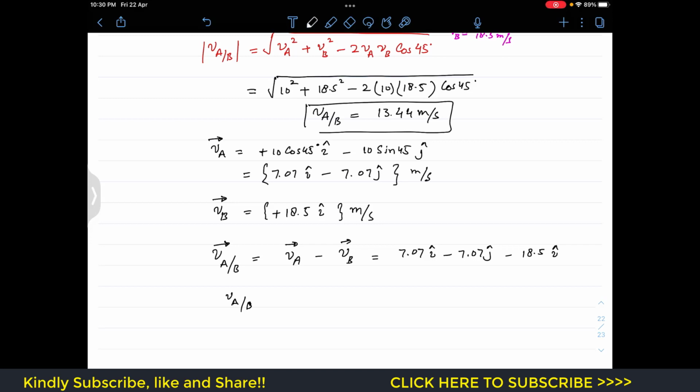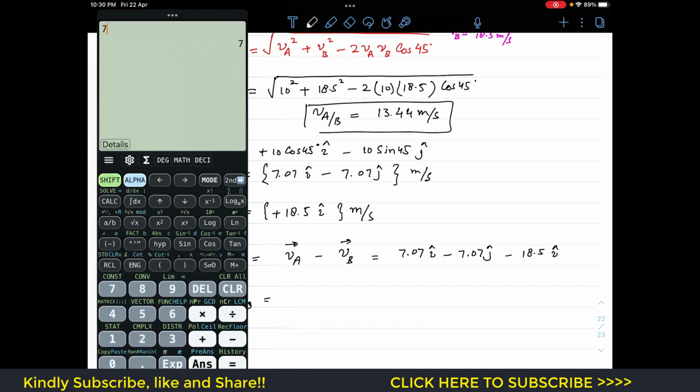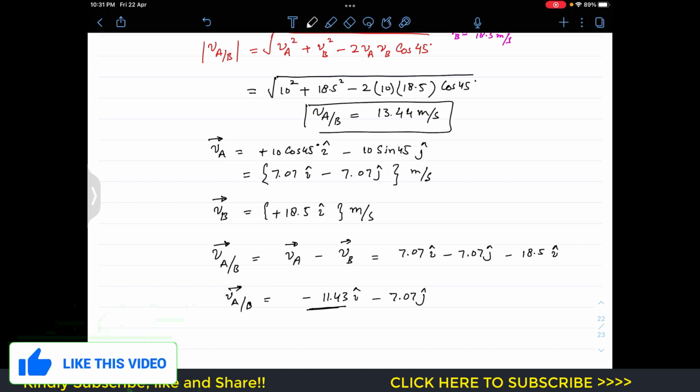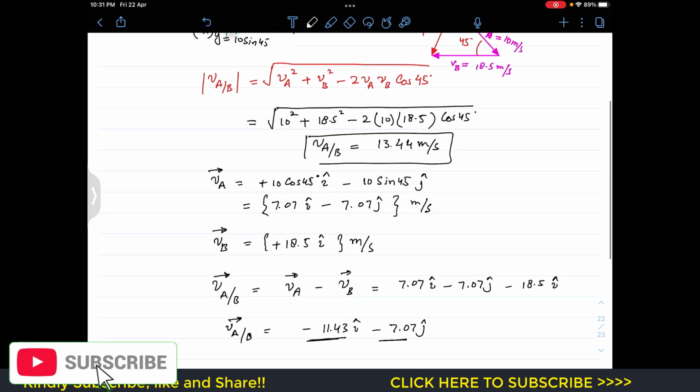So the velocity vector of A with respect to B is equal to, we have to subtract I from I, so 7.07 minus 18.5 gives us minus 11.43 I and minus 7.07 J. So now this gives us that the relative velocity of A with respect to B vector has an x component of minus 11.43 and a y component of minus 7.07.